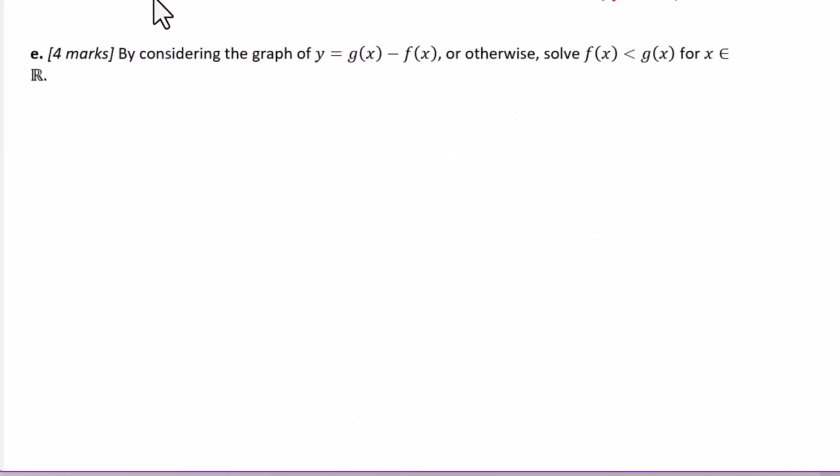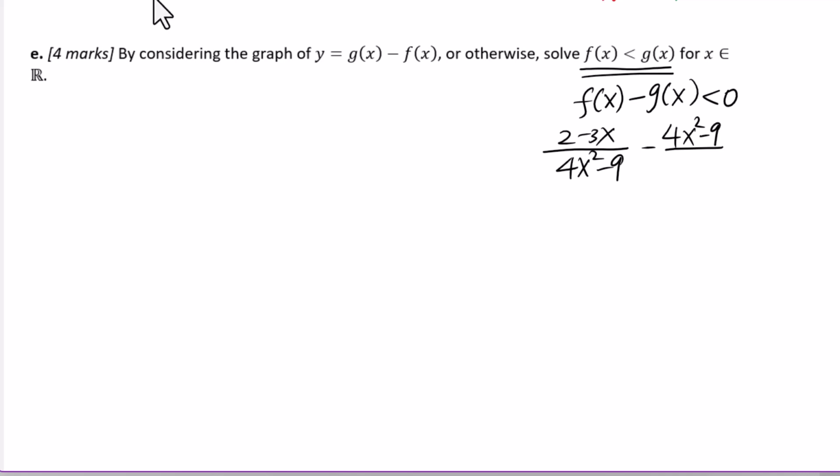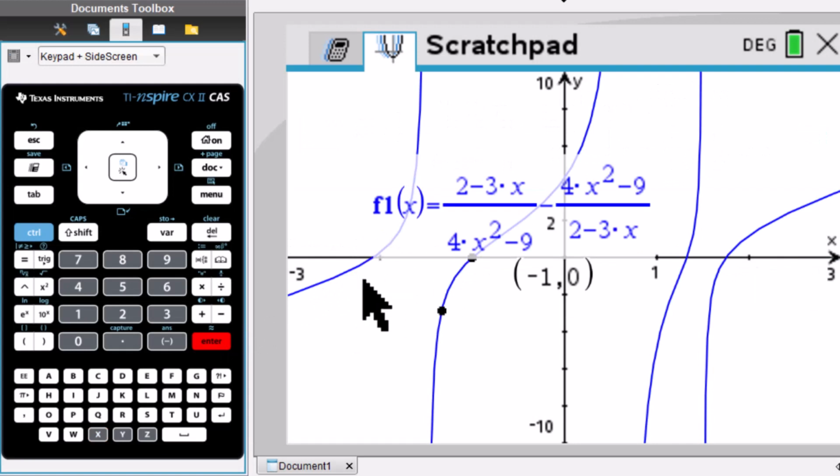Let's go to E. By considering the graph y equals g of x minus f of x, or otherwise, solve f of x less than g of x. We only focus on this. We change this function into less than zero form: f of x minus g of x less than zero. F of x is 2 minus 3x over 4x squared minus 9, minus 4x squared minus 9 over 2 minus 3x, less than 0. So we will put this function into f1 of x. Enter. First of all, let's figure out all roots.